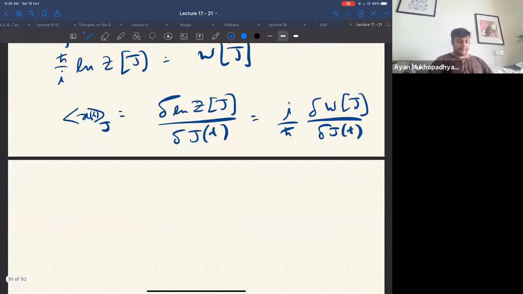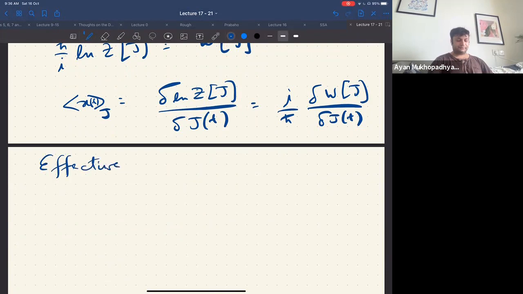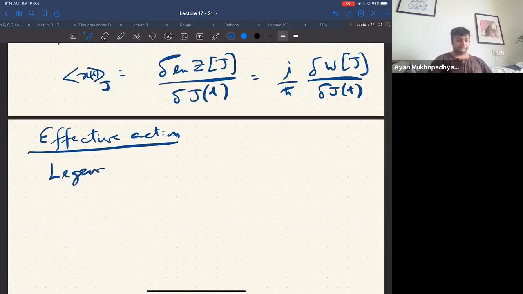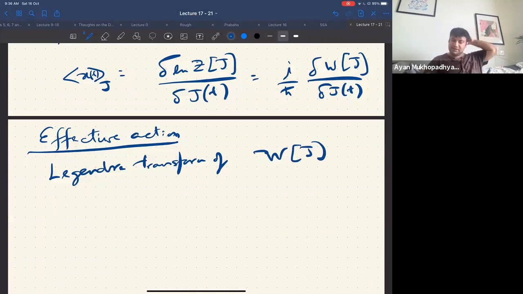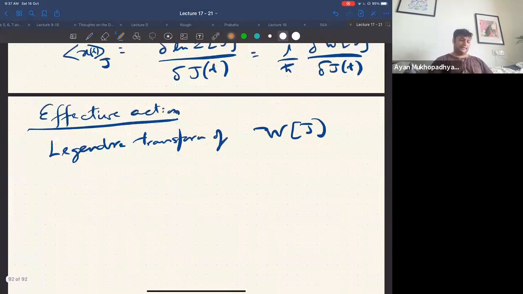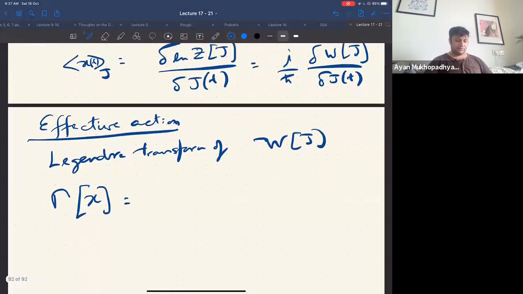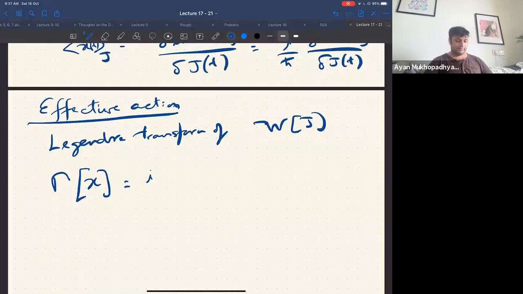So now we can define our effective action, the quantum effective action. This is a Legendre transform of W of J. If you remember, the purpose of the effective action is that it should give the equation of motion for x, x of t as a function of time. And so this is what it's supposed to do. So then the definition of the effective action Gamma of x is simply, let me again put i by h bar, on the J here.